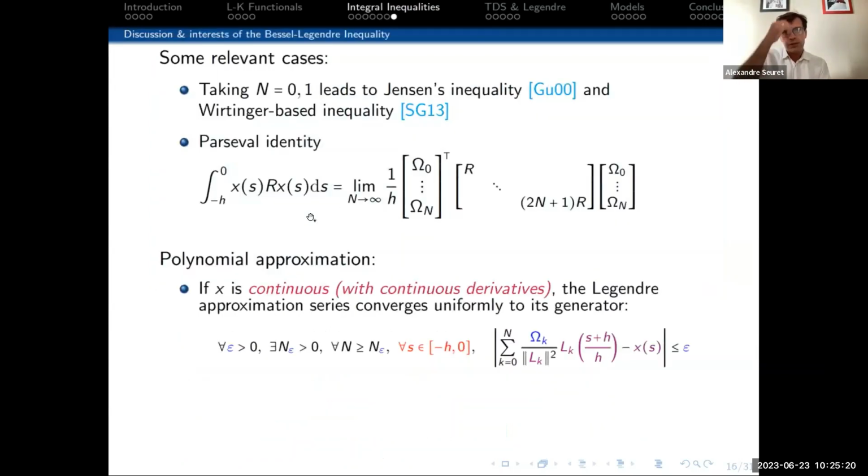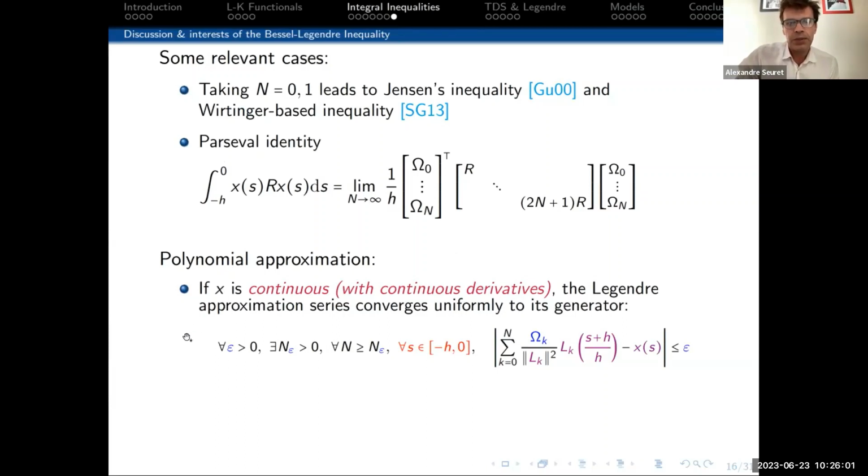So if I go back to this theorem, when I pick the particular cases n equal 0 and 1, I recover the Jensen inequality and the Wirtinger-based inequality. And what is also very nice is that you have this Parseval identity, which says that this integral here is actually equal to the limit when n goes to infinity of this quadratic term. Okay, so this says that the more you increase n, the more accurate this inequality will be.